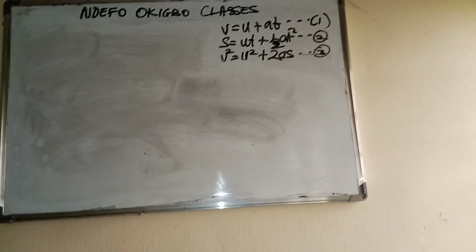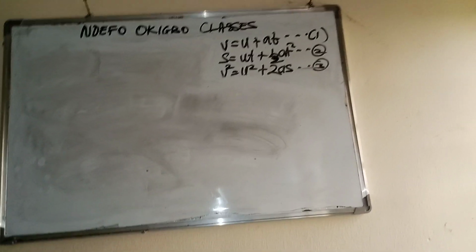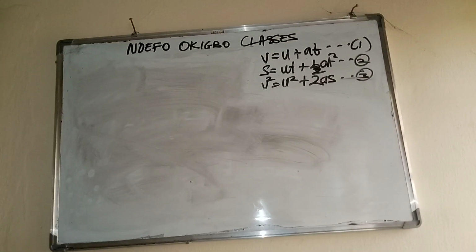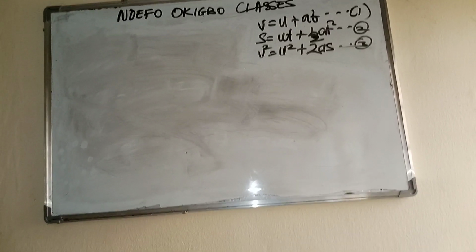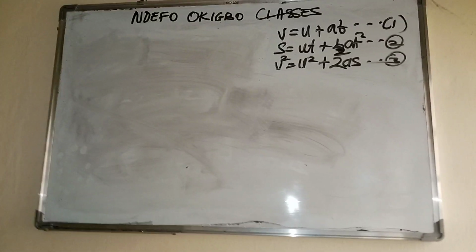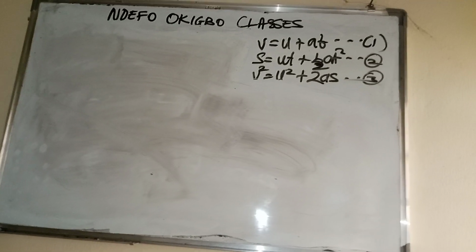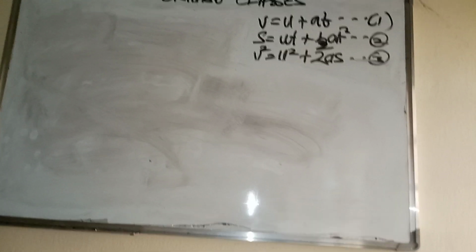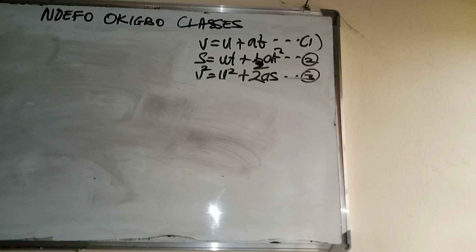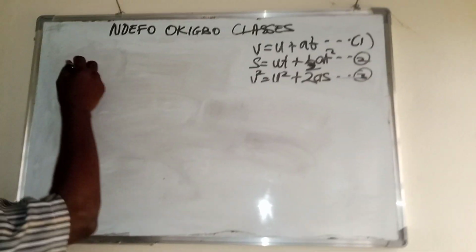When it came to a stop in 15 seconds, the final velocity will be 0. Determine its initial velocity. Final velocity is 0. If we use the first equation, the final velocity is 0, so the initial velocity will be the acceleration times the time.